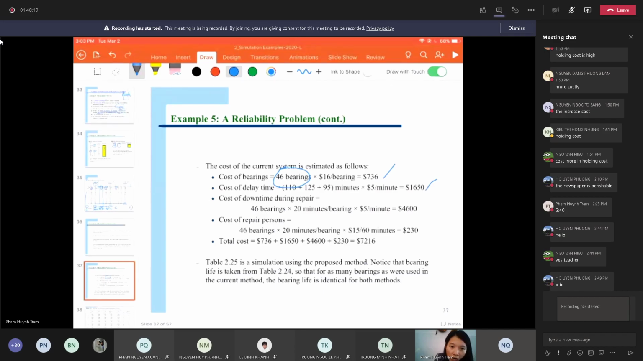Then we calculate the cost of downtime during repair. During repair, we cannot run the machine, so we have the cost for that downtime. Okay, we calculate the cost to pay for the repair person. It also depends on time. This is the total cost, around $7,000. Okay, so now we will try the second policy where we replace all the 3 bearings as long as one fails.